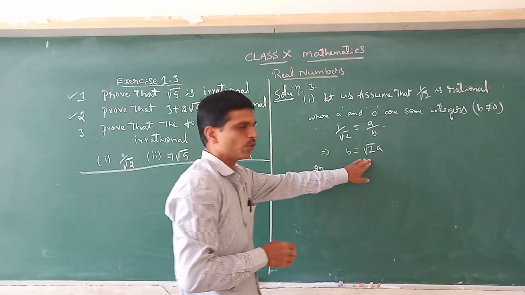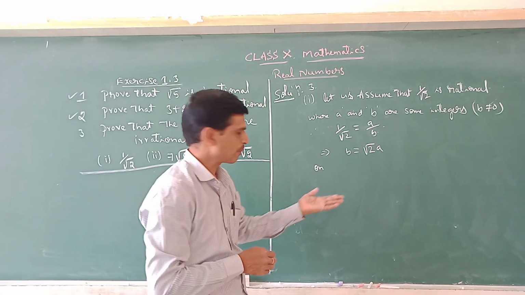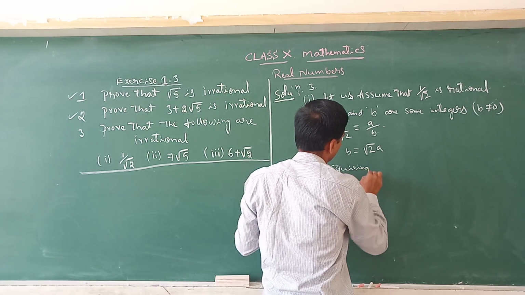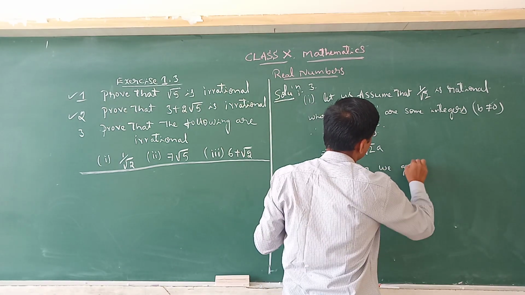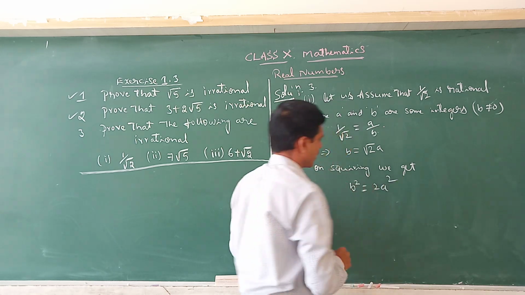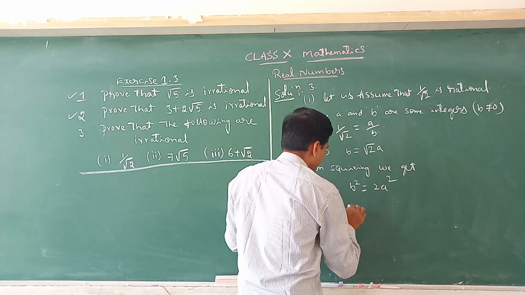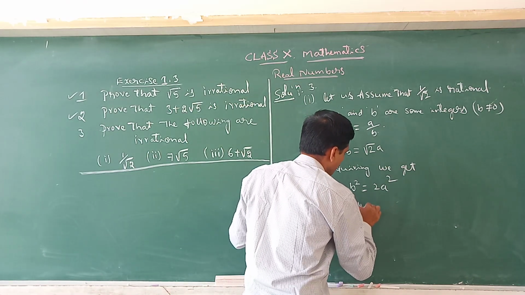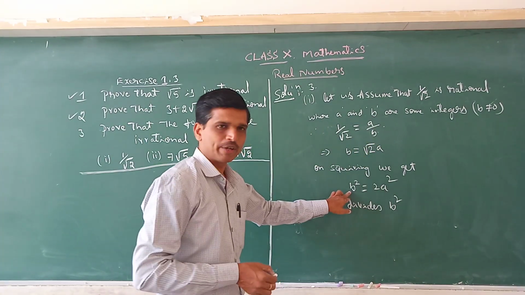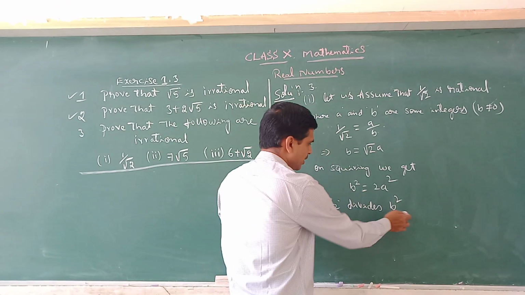I already told you root 2 is irrational in our previous case. On squaring both sides we get b square is equal to 2 into a square. So now here 2 divides b square. Suppose a square, then 2 divides a square. Here b came, that is why I took b square.